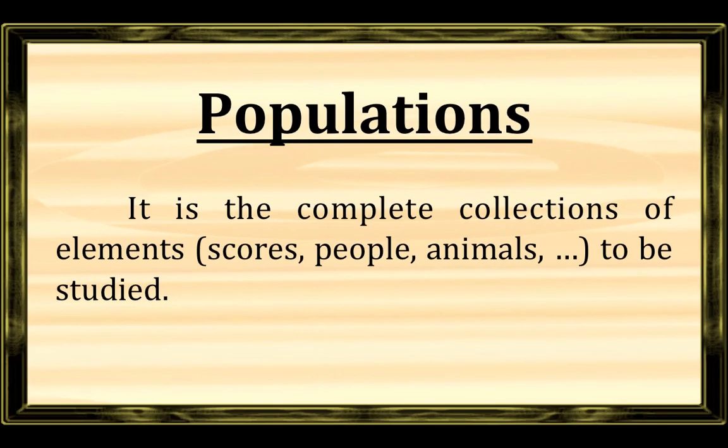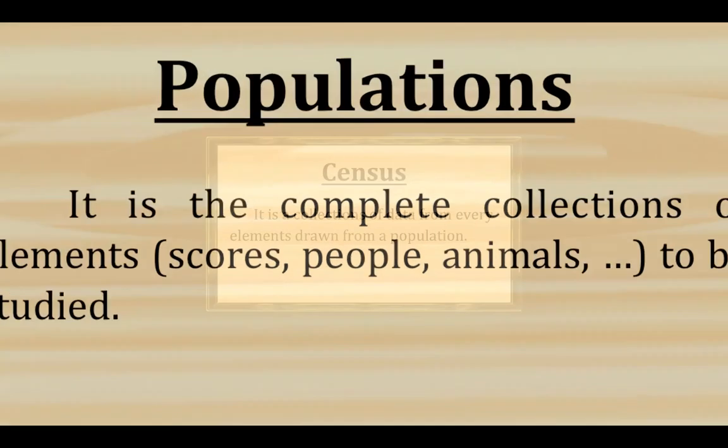So, pag sabing population, it is the complete collection of elements, scores, people, animals to be studied. Pag sabing population, usually kabuuan ang pinag-uusapan dito. Yung kabuuan, yung number ng tao. Halimbawa, number ng tao sa buong school. Sa buong school, we call them population. Pero kapag pumili ka lang doon sa mga section, tapos yung mga section na napili mo, sila yung bibilangan mo ng number of students, sample ang tawag doon.